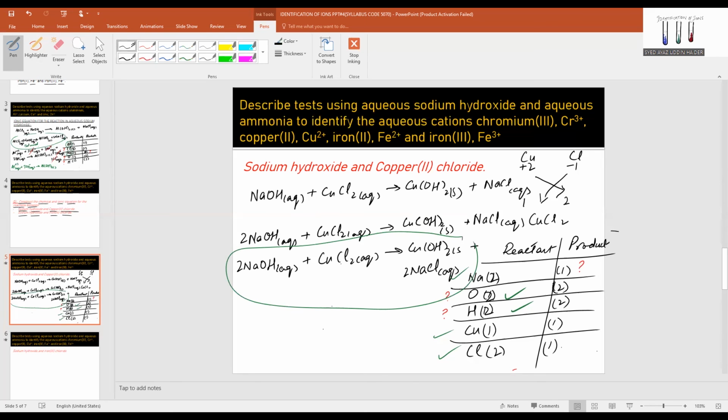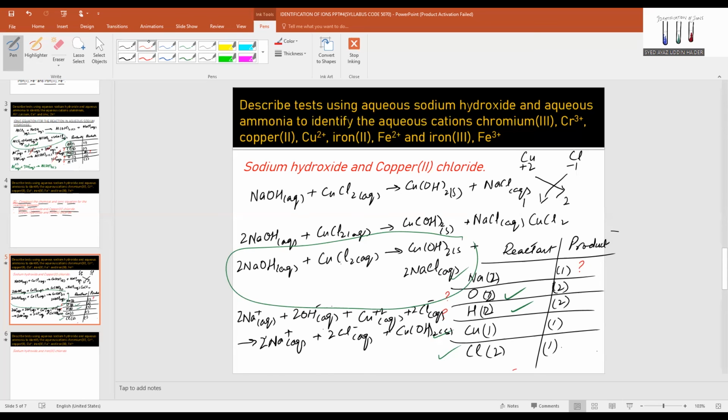Now write the ionic equation for this one. Remember, do not open the compound which is in the solid state. So you'll get this: 2Na+ aqueous plus 2OH- aqueous plus Cu2+ aqueous plus 2Cl- (not Cl2) aqueous gives 2Na+ aqueous plus 2Cl- aqueous, and the other product is Cu(OH)2 solid.